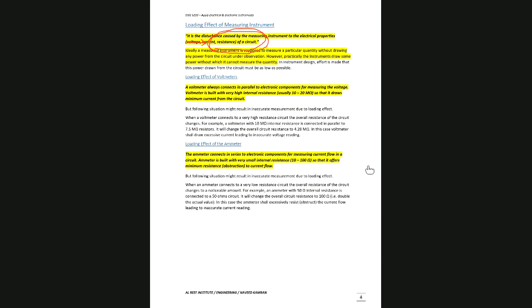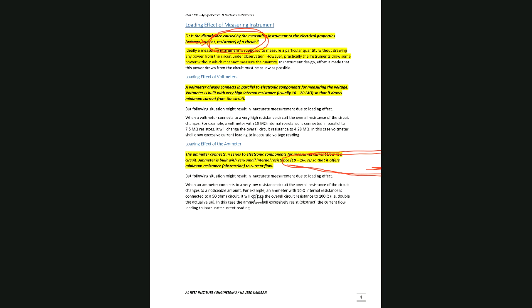So what is the way to do that? The way is that you keep the internal resistance of the voltmeter very high. As you can see, it is written here, it is usually between 10 to 20 mega ohms, which is a big resistance, so that it draws minimum current from the circuit.